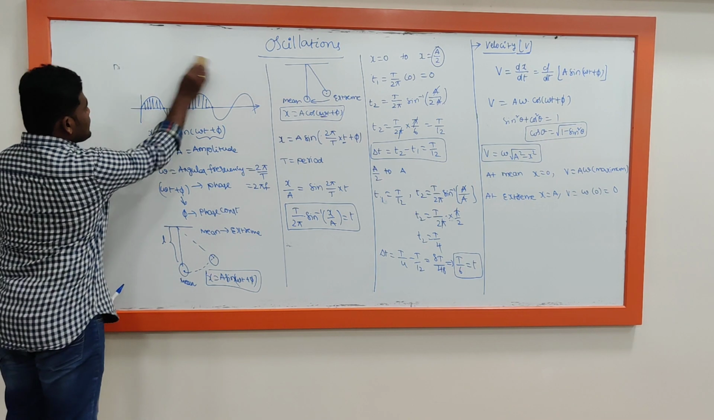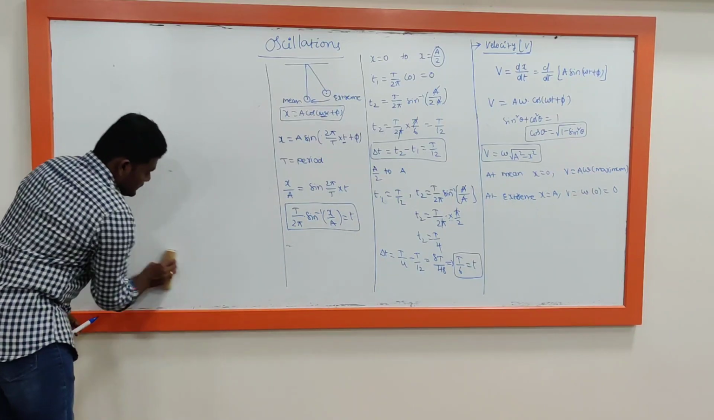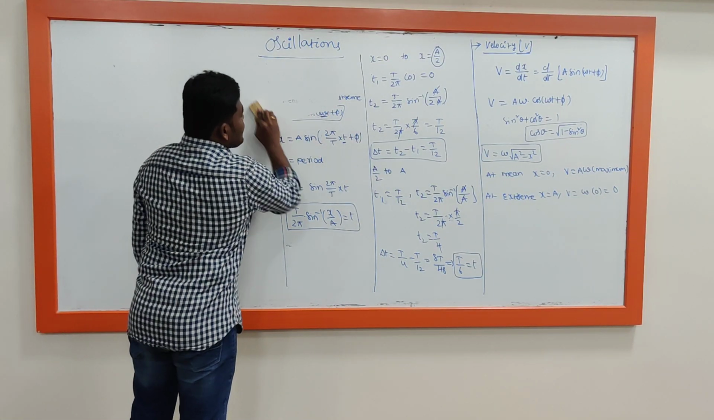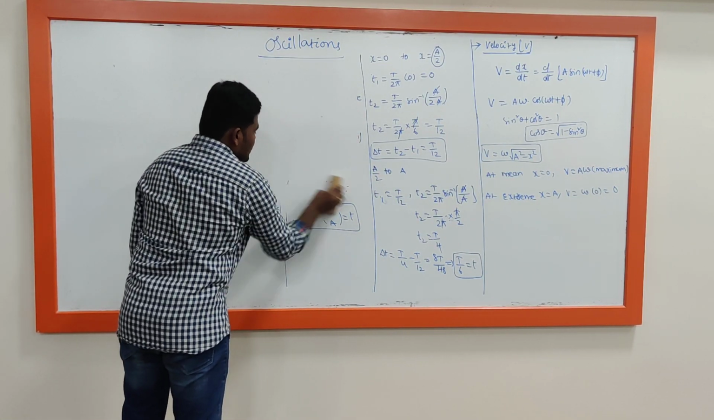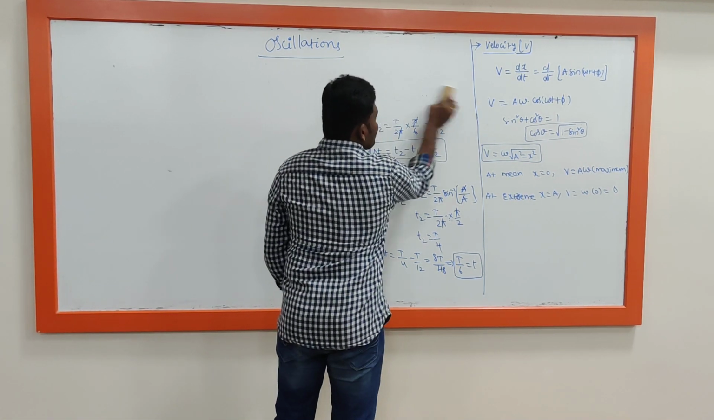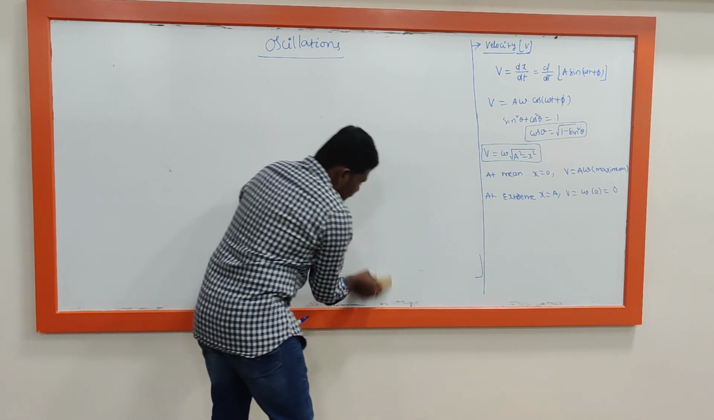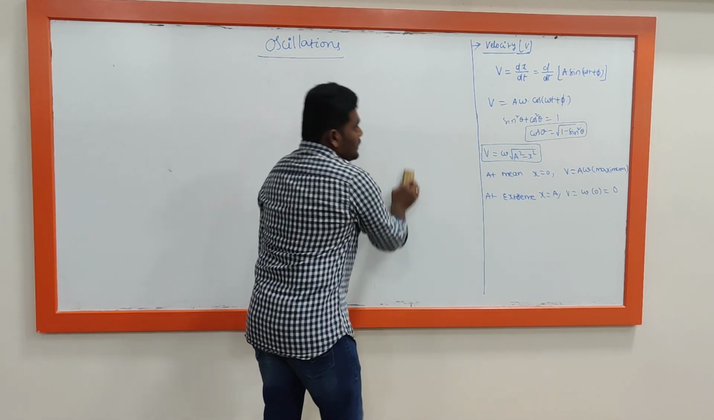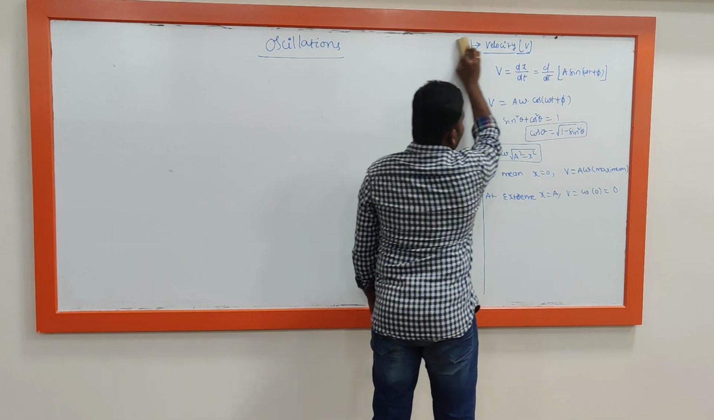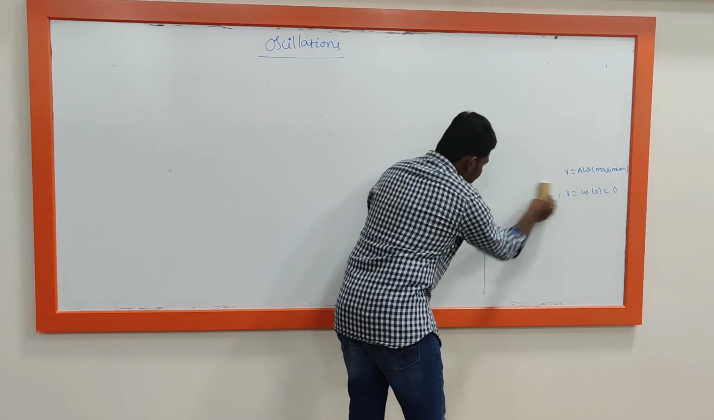The next one, acceleration of a particle. So displacement, what we got, x equal to a sin of omega t plus phi. Whereas velocity v equal to, we got a omega cos of omega t plus phi. Then v equal to omega times square root of a square minus x square.